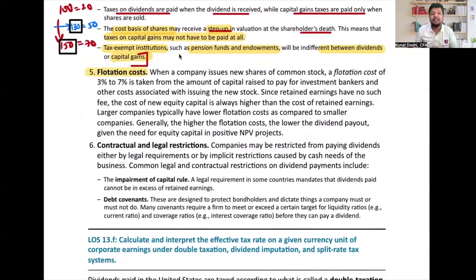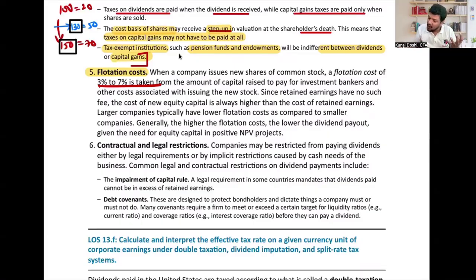Also, now understand flotation cost. Whenever a company wants to raise capital through investment bankers, they have to pay 3 to 5 percentage, or maximum they've said here 7 percentage in many cases, depending on where you're raising the capital. So if you want to raise $100 million of funds, you have to pay this percentage, which is a very high cost, by the way, to the investment bankers and other fees to the merchant bankers. Now, this is what you have to do when you go to raise the capital from outside.